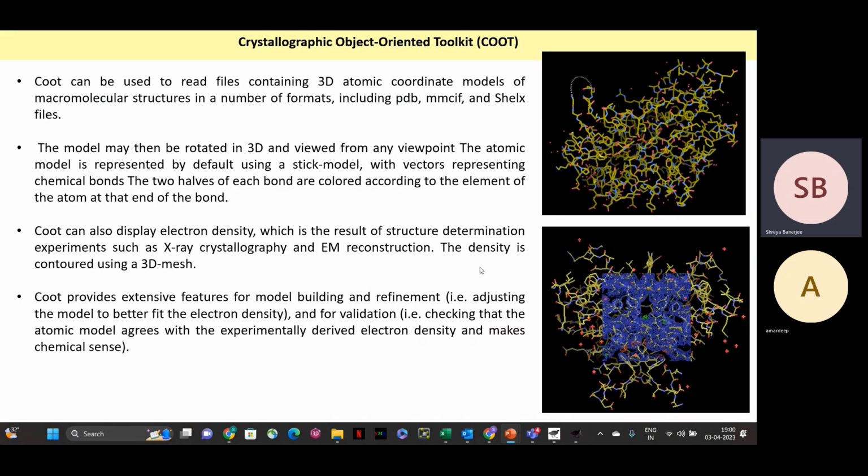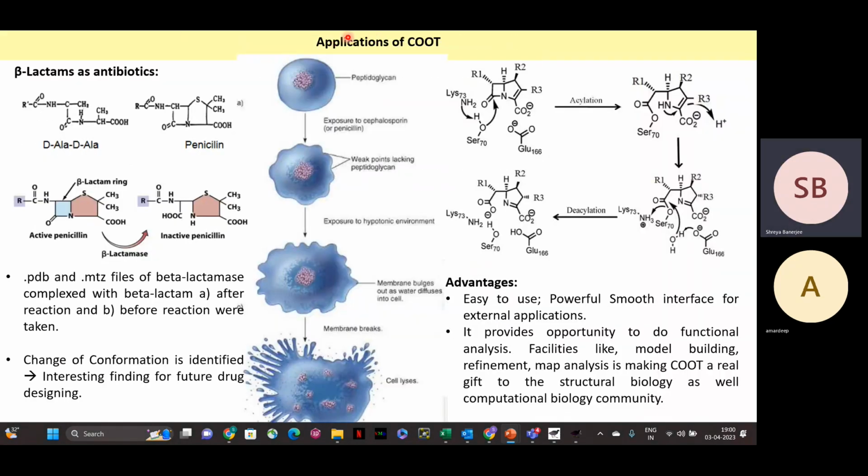So I'll just continue. One of the applications of Coot that has been used recently is looking at the mechanism of beta lactams as antibiotics. We had learned in one of the previous classes that a beta lactam is basically a four-membered ring which has an NCO bond. This bond can be broken by a beta lactamase enzyme, which will break the amide bond, forming an NH and COOH. When the beta lactam ring is present, it can act as an antibiotic, but when this ring is broken, it becomes inactive.